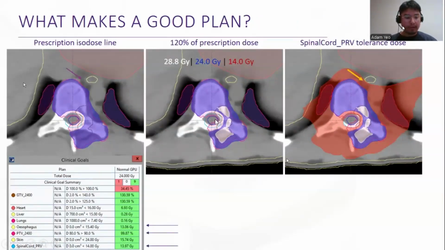with the PTV. So D90% should be covered by 90% of the prescription dose, and then the rapid dose fall-off should be greater than 2 gray per millimeter, which is achievable up to 3 gray per millimeter for the single fraction 20 gray regime.